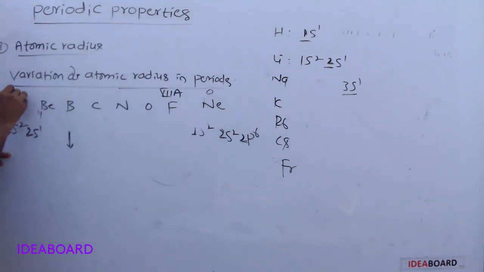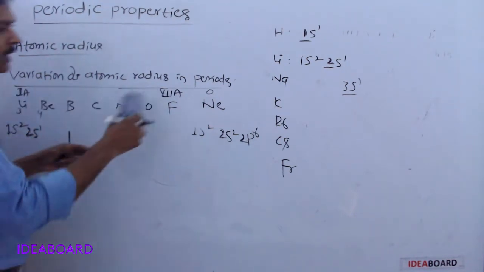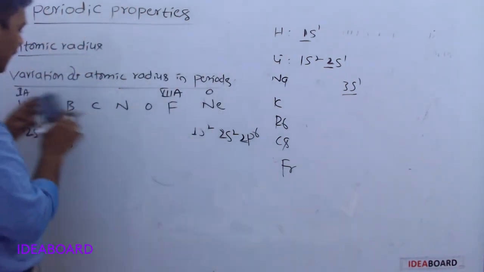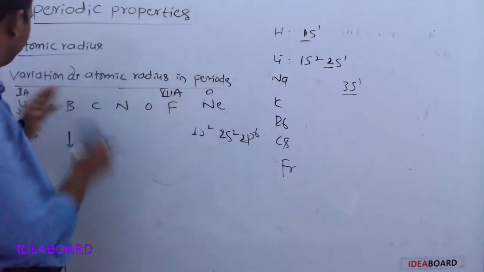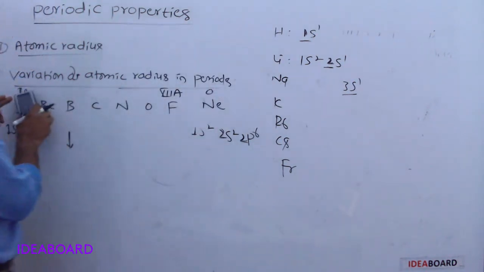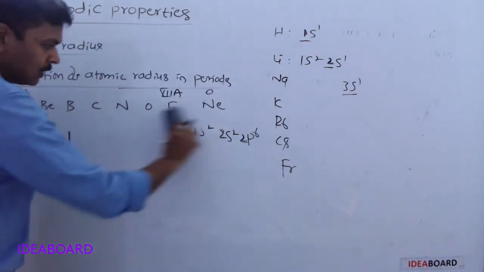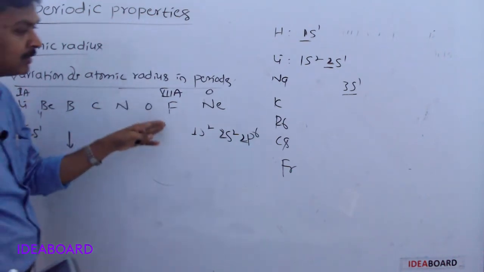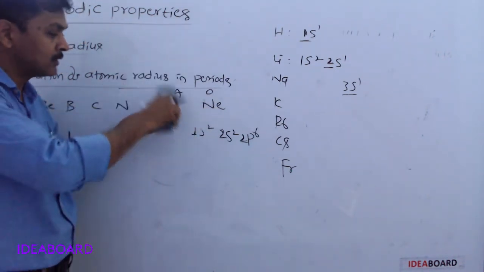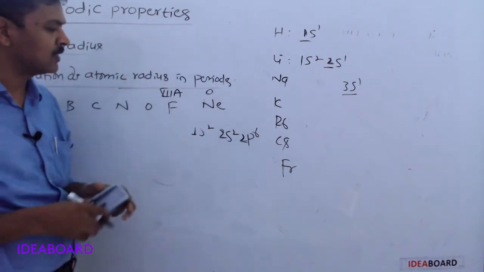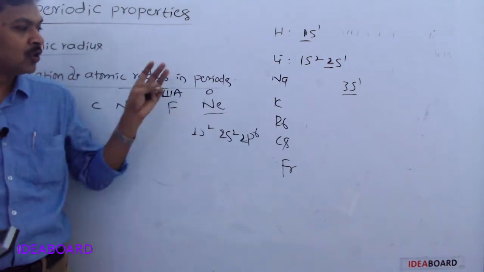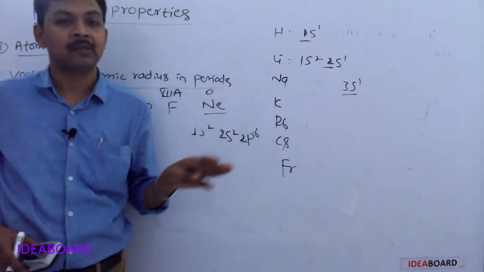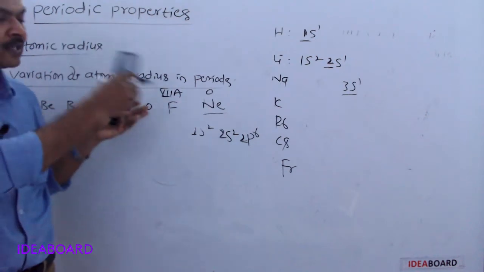In every period, the first element is an alkali metal, a first A group element. The last element is a 0 group element. Atomic radius decreases from first A to 7th A group elements, not up to 0. From 7th A to 0, atomic radius suddenly increases, because for 0 group elements, van der Waals radius is considered. That van der Waals radius is more than covalent radius and metallic radius.